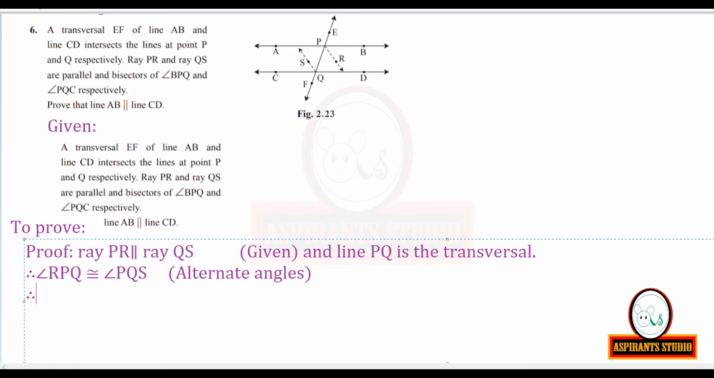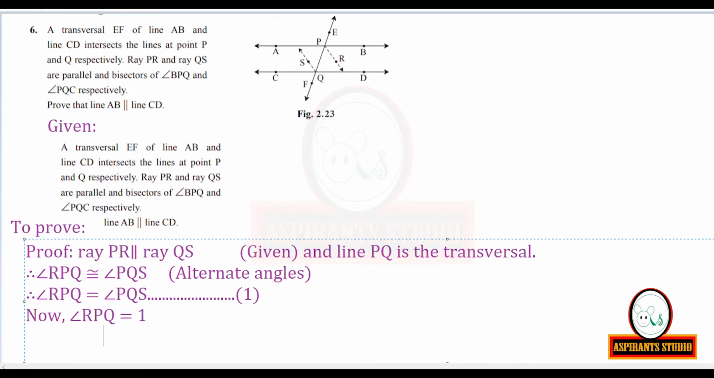A transversal EF of line AB and line CD intersects the lines at points P and Q respectively. Ray PR and ray QS are parallel and bisectors of angle BPQ and PQC respectively. Look at the figure. We have to prove line AB is parallel to line CD. So what is given? You have to write.